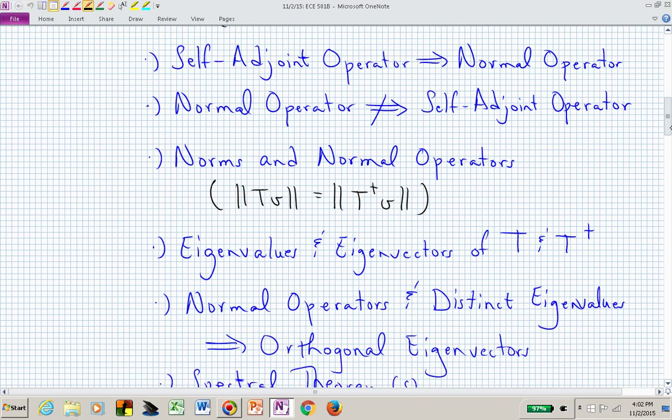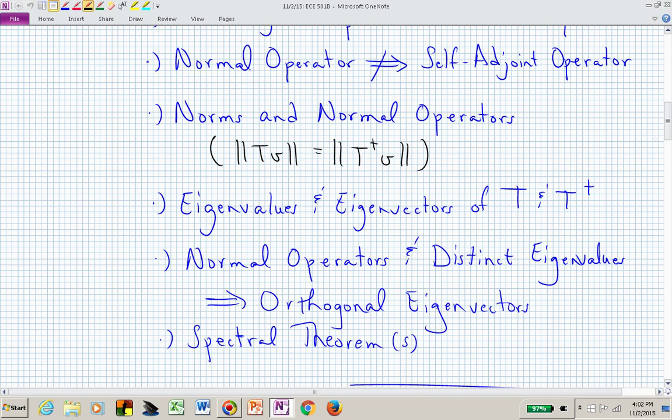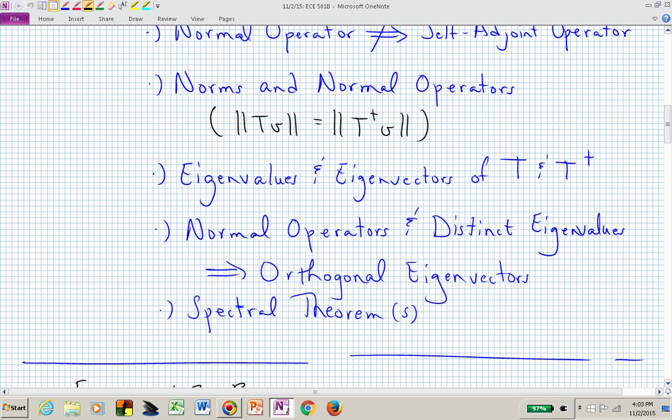Then we will talk about defining normal operators through the norm, and essentially this linear map applied to any vector, its norm is equivalent to the norm of the adjoint of that map applied to that same vector. Then we will start looking at the eigenvalues and eigenvectors of these maps and their adjoints. And now, once we have that, we can start talking about normal operators and distinct eigenvalues. That now gives us orthogonal eigenvectors, not just linearly independent.